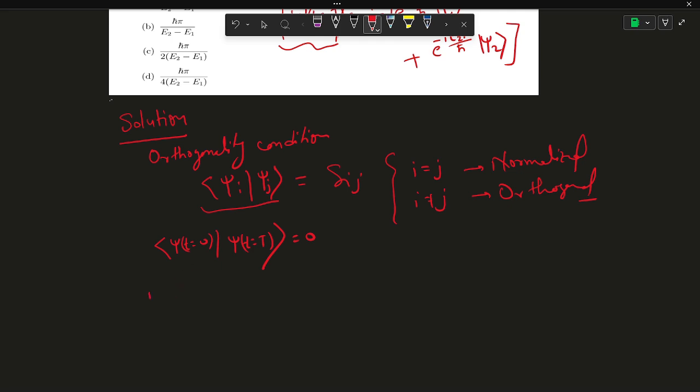So what is this? 1 upon root 2 (psi1 plus psi2) in bra notation, times 1 upon root 2 [e to the power minus i E1 t upon h cut psi1 plus e to the power minus i E2 t upon h cut psi2], should be 0.